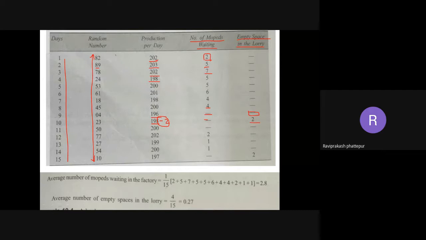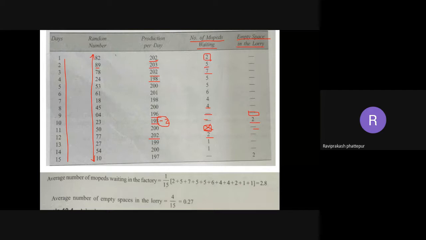So here 198, and 2 are less, but there is nothing left here. So 2 will be empty. Then I'm making 200. There will be no waiting. There will be no space. Then I'm making 202. Then there will be 2 extra because 2 is extra. Before, I'm not having anything here. So 2 will be extra and there is no waiting space.